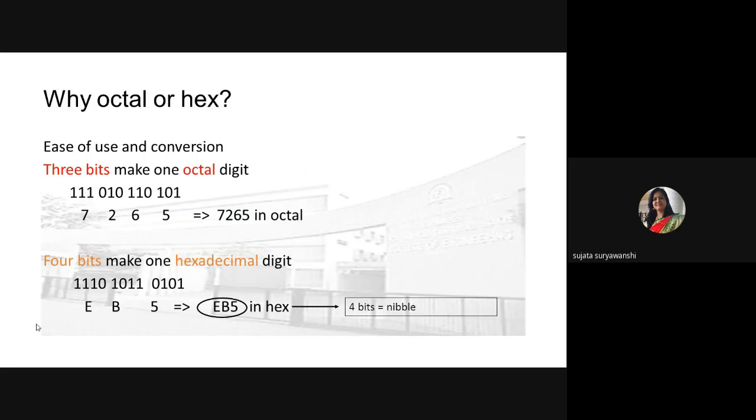Here, why are octal or hex numbers used? What is the necessity of octal and hex numbers? Just to reduce the magnitude of the number, we use octal and hex numbers for simplicity. For human simplicity, we are using these, meaning they are easy to use and convert. As compared to binary, if we use octal or hexadecimal numbers, we need a minimum number of bits.